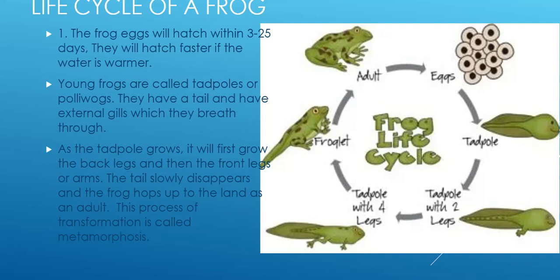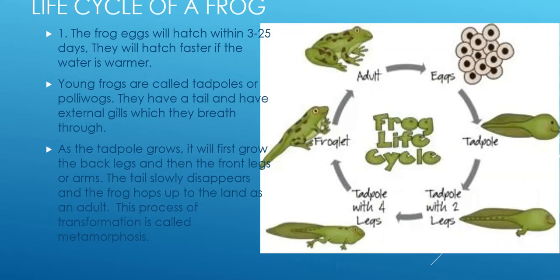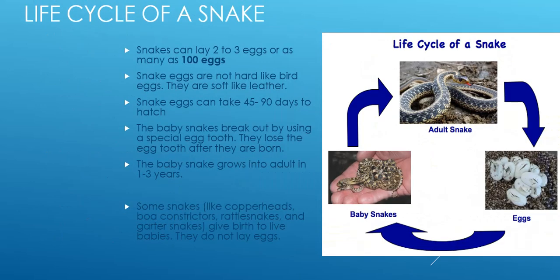So the important things to know on this page is that the adult frog will lay. So it goes eggs to tadpole to froglet to adults, and the toad, eggs, tadpole, toadlet to toad. Okay? But polywog is an important word for you to remember. So polywog means the same as tadpoles.